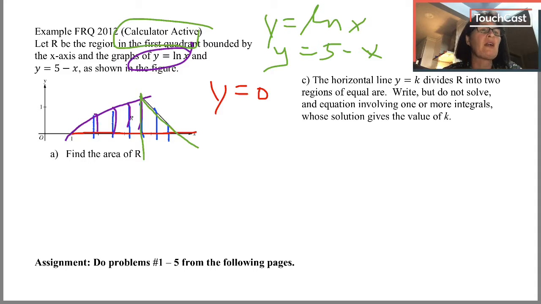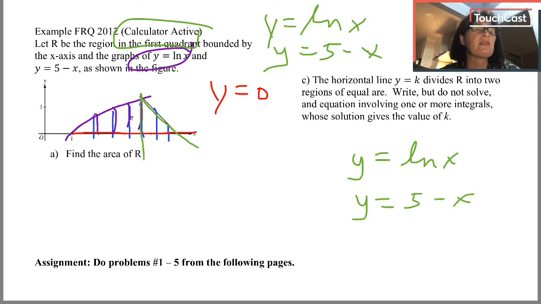So on my calculator, I'm going to graph y equals natural log of x. I'm going to graph y equals 5 minus x, and I'm going to use the intersection function to find out the x coordinate of that point. Since I need my final answer to be correct to 3 decimal places, I'm going to write that intersection coordinate down to more than 3 places. I'm going to suggest 5 places.